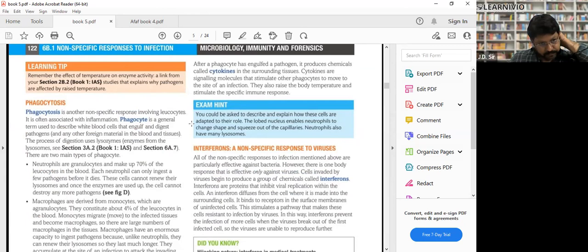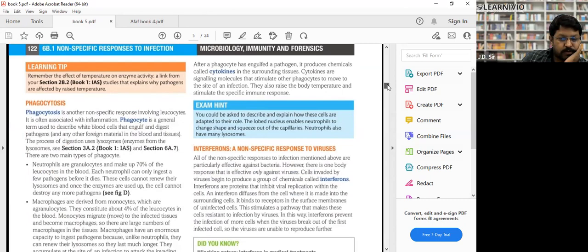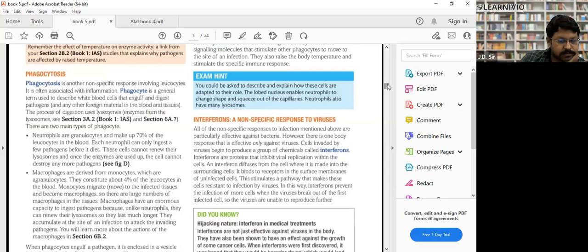Okay. So phagocytosis. You got the phagocytosis? We discussed it. Yeah. Cell eating. That is phagocytosis, right? So it is written over here, neutrophils are granulocytes, so they are involved in phagocytosis. There is a different kind of WBC present in our liver, and they eat the bacteria. What is the name of those WBCs?